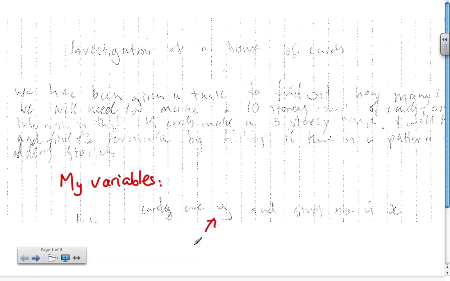So in this case, the cards is the dependent variable, and X, the story number, is the independent variable. Correct. Because we can choose the story number we want. We don't necessarily choose the cards. And we probably want to see the word variables in there. Yes, correct. We want to make sure we get all those communication points as well.